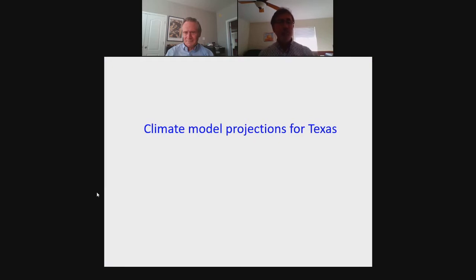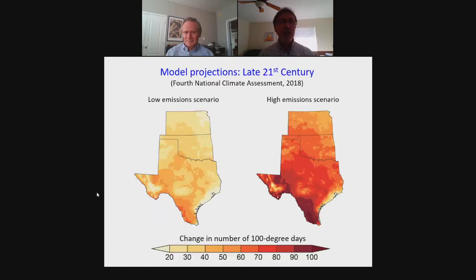Before we step further backwards in time, let's look a little bit forwards. What is Texas looking at this century? Here are model projections for the late 21st century. So for the last decade of this century we're currently in. And this comes from that report that I mentioned I was one of the co-authors of, the Fourth National Climate Assessment, which came out a few years ago.